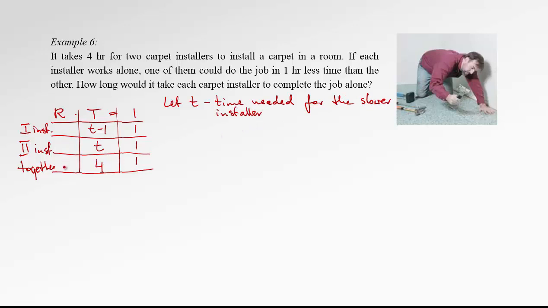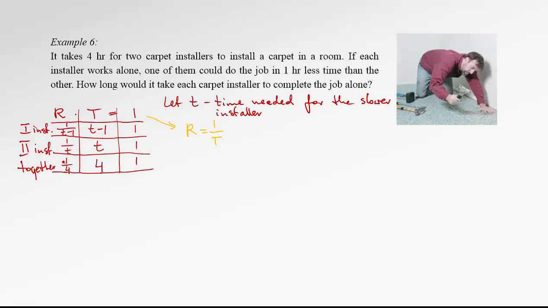Now let's look at the rate column. Rate from this formula is really 1 over time, isn't it? Okay, so the expression for rate in this box is 1 over t minus 1. In that box is 1 over t. And finally, when they work together, is 1 over 4. That's the rate of performing the job.